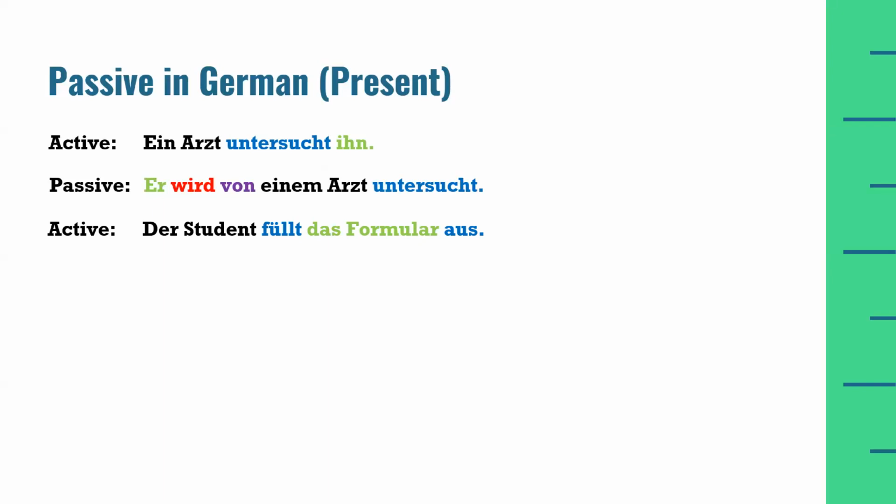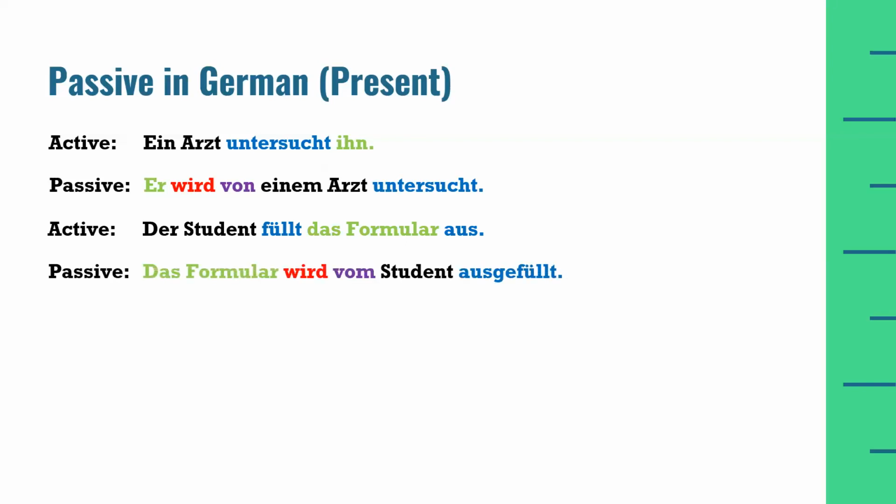Der Student füllt das Formular aus. The student fills out the form. Now here in this sentence, ausfüllen is a separable verb, so we have to use the prefix at the last position of the sentence. Subject is der Student and object is das Formular.